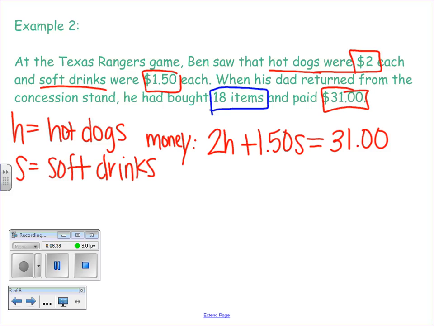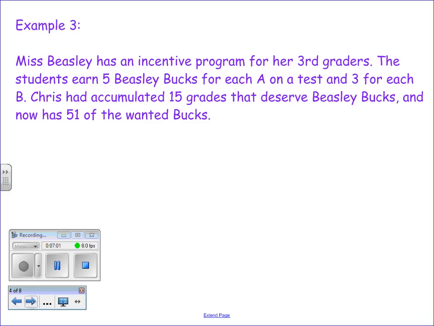Okay, good. So I know that I bought some amount of hot dogs. We're not sure how many though. And I bought some amount of soft drinks. In total, I bought how many items? 18. Perfect. Okay, so this is the number of items that I bought. We've got an equation that talks about the money. We're good to go. All right, next example.